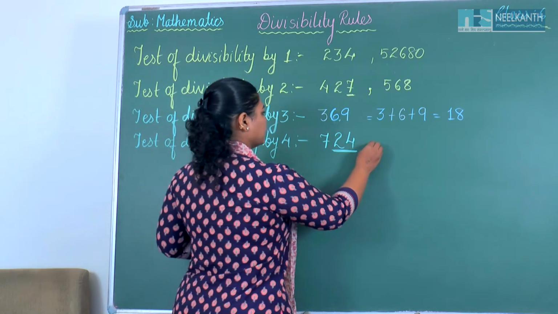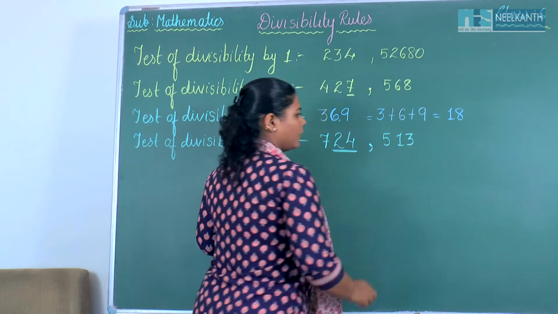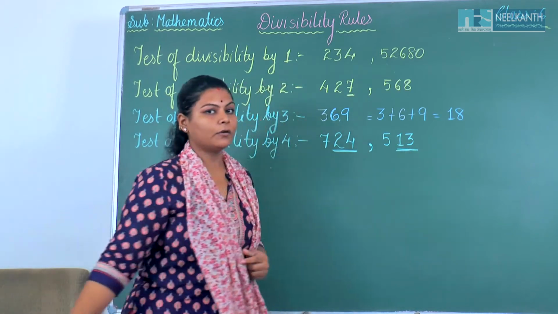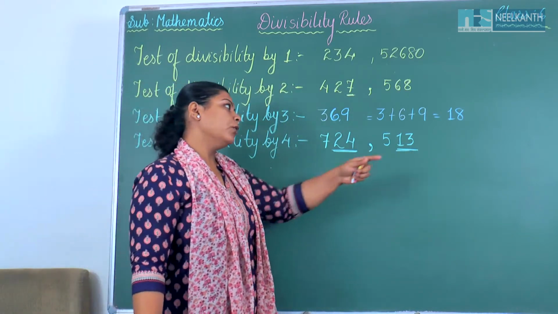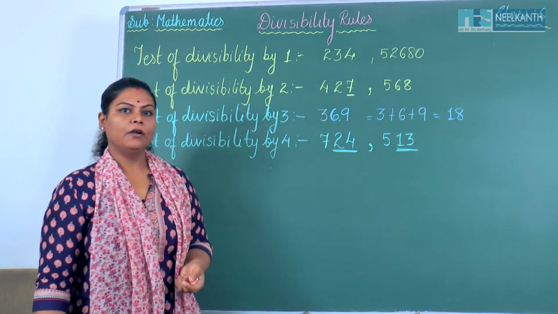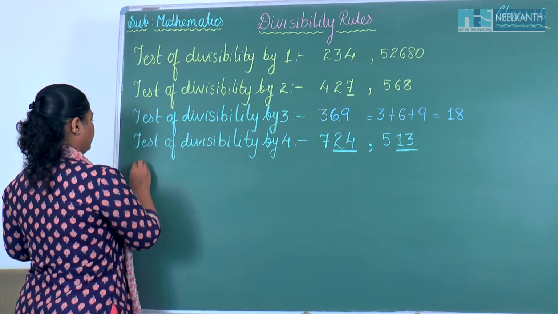Let's take one more example. 513. We can see here the last two digits are 13. So it cannot be divisible by 4. So the whole number 513 is also not divisible by 4. Now let's check divisibility of 5.